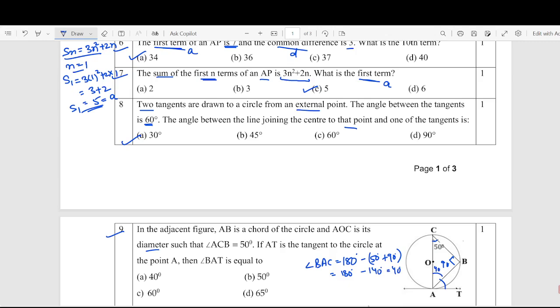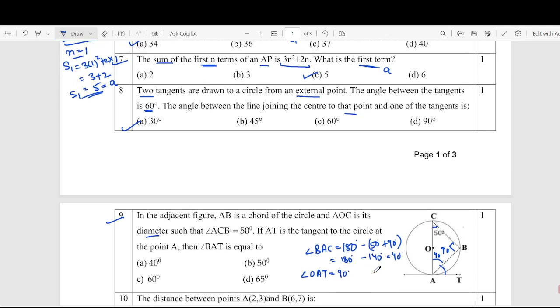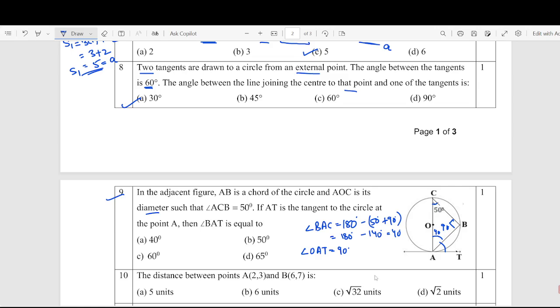We have to find angle BAT. Now we know that in a circle, if we have a tangent, the angle between the radius, which is OA, and the tangent is 90 degrees. So angle OAT is 90 degrees, right? If this angle is 90 degrees and we have angle CAB as 40 degrees, we can find angle BAT. So angle BAT will be 90 degrees minus 40 degrees, that is 50 degrees. So we can see that option B is the correct option.